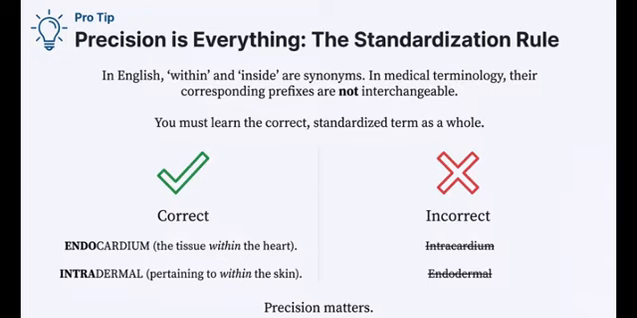Medical language is standardized. Even if two prefixes have the exact same meaning, they are not interchangeable. Each term has a very specific, universally accepted construction. You can't just mix and match. For example, when you're talking about the structure that's within the heart, the correct term is always endocardium. That's the standard. You would never, ever say intracardium. It just wouldn't be right.